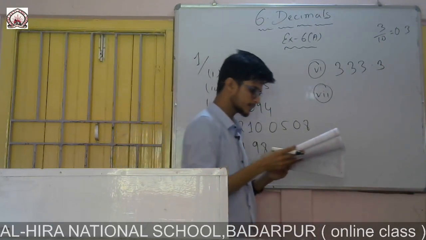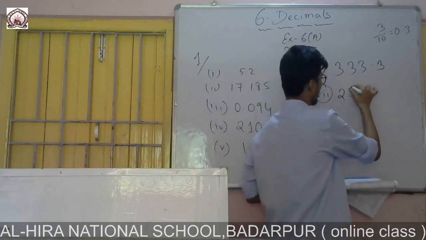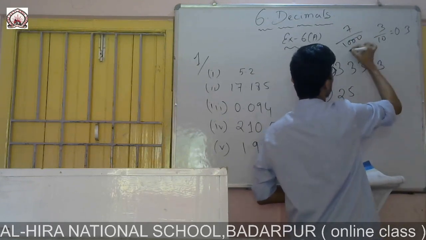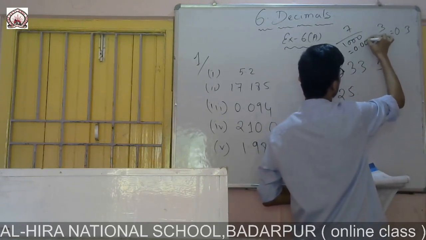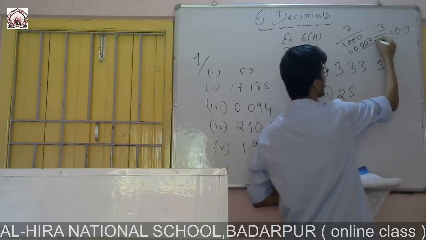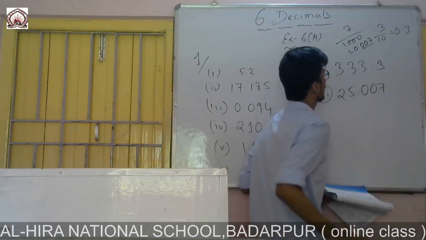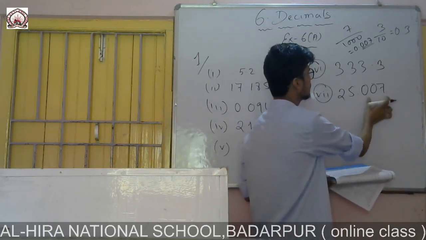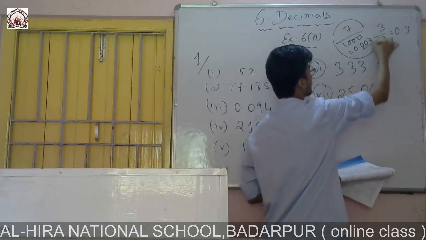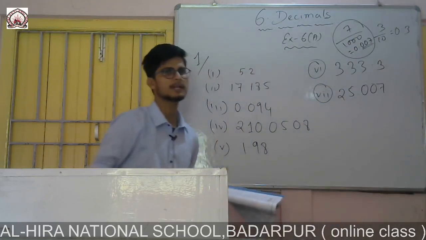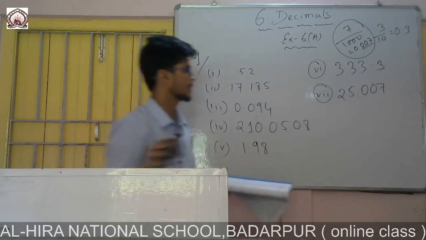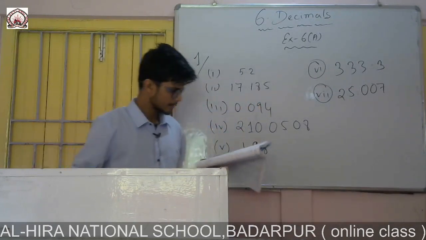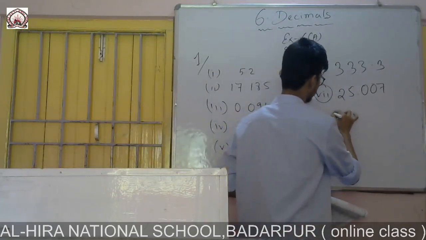Okay, now Roman number 7. 25 and 7 thousandths. That means 7 by 1000, which I can write as 0.007. That means after the point, 2 zeros, then 7. So 25 and 7 thousandths, 7 thousandths means 7 by 1000. If I express it in decimal it will be 0.007. So 25.007.